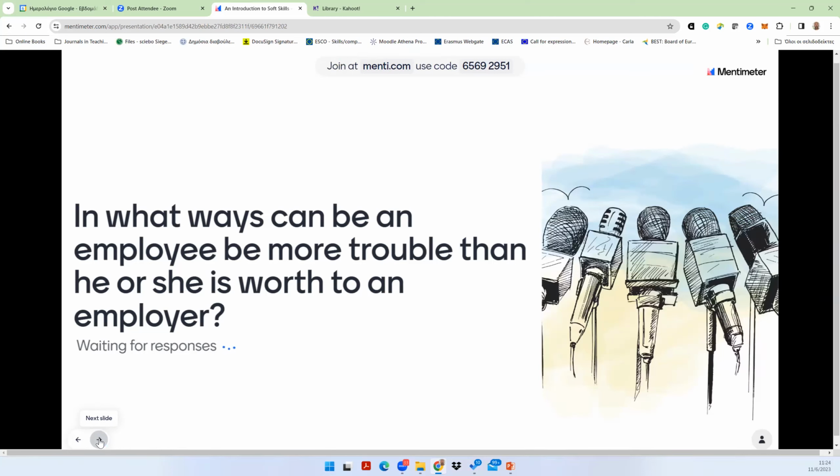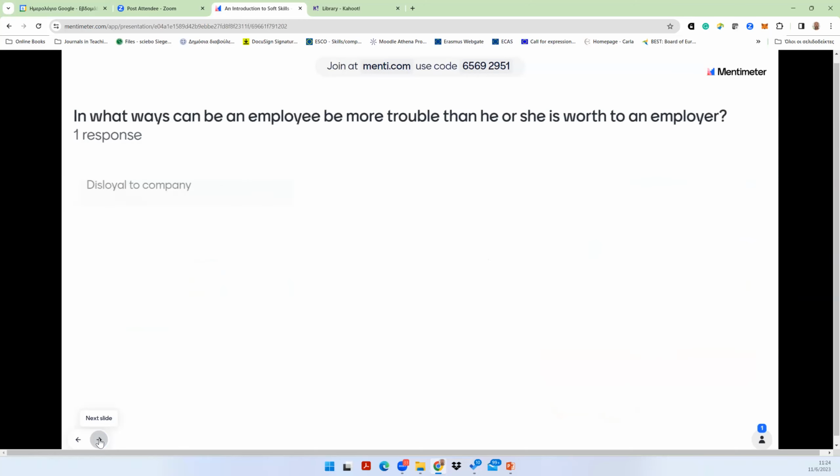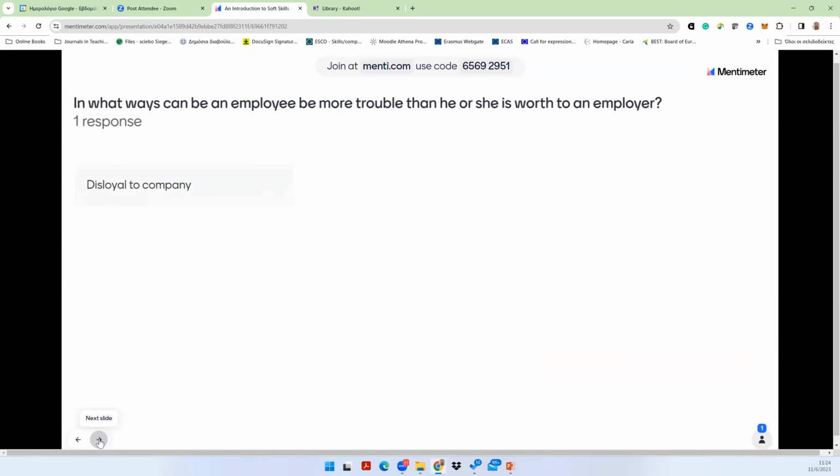And this is very important because this is a part of the self-awareness. You should realize what you should not do. Disloyal to a company. I will share something with you. I'm always changing research groups because I'm not loyal to anyone. When I feel fed up, I'm moving to the next station.